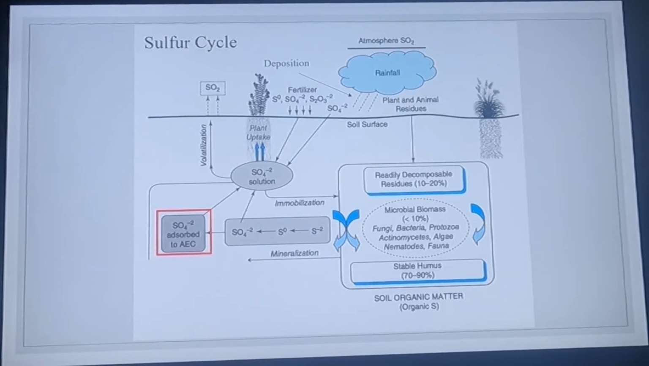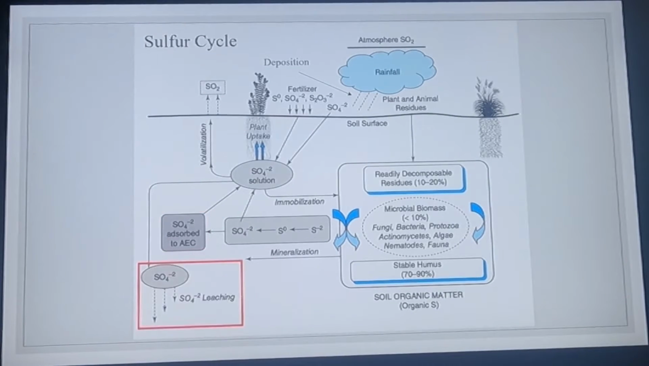We have sulfate adsorbed to the AEC. And then finally, it can be leached out of the system into the groundwater. Not nearly as much of a problem as nitrates and nitrites, but we really don't want stuff leaching into our groundwater. We prefer to have that as clean as possible.